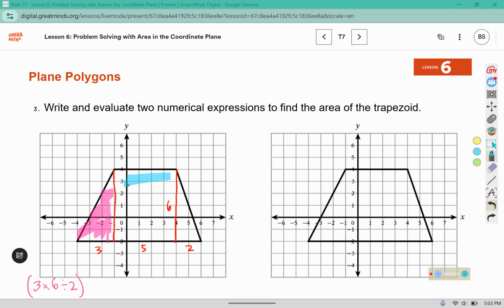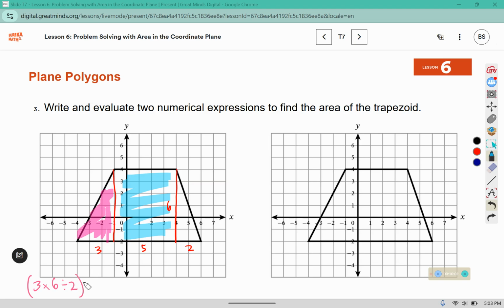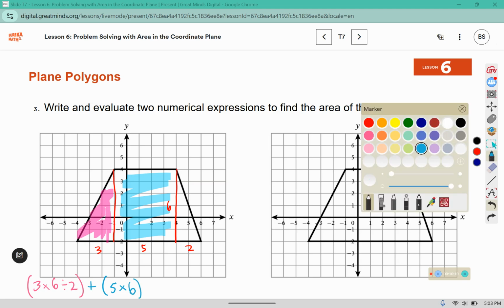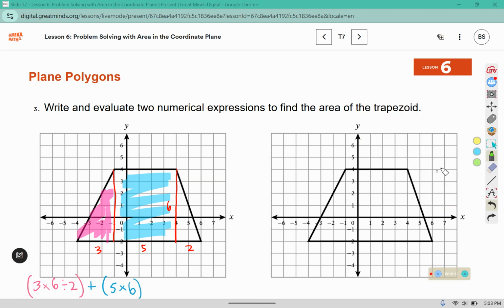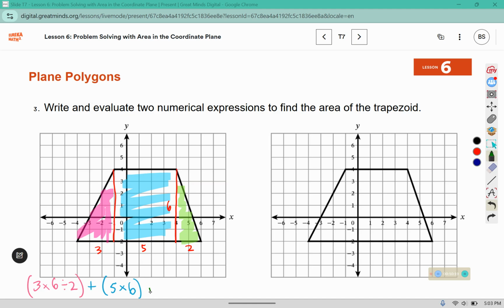Then we'll find the area of the rectangle piece and add it to the triangle piece. This one has a base of 5 and a height of 6. Remember, the rectangle does not have to get divided by 2. Then we need to find the area of this green triangle and add it in as well. This green triangle has a base of 2 and a height of 6, but triangles get divided by 2.